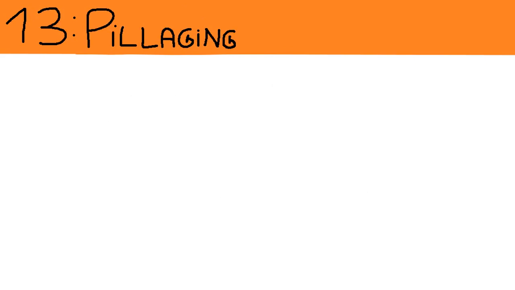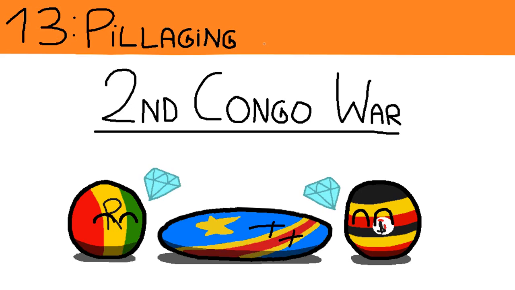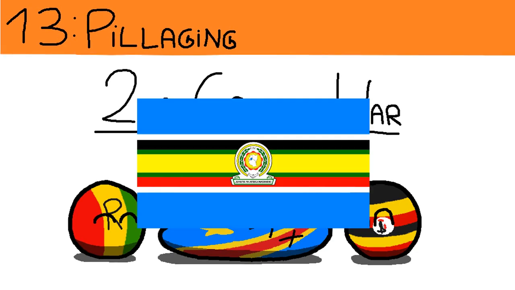Number 13. Pillaging. During the Second Congo War, which some might even call Africa's own World War, Rwanda and Uganda heavily benefited from looting resources in eastern parts of the DRC. Hopefully their new union can improve relations again.